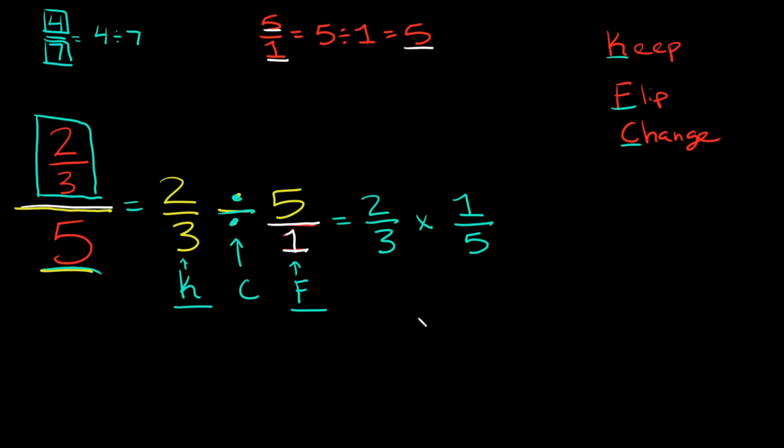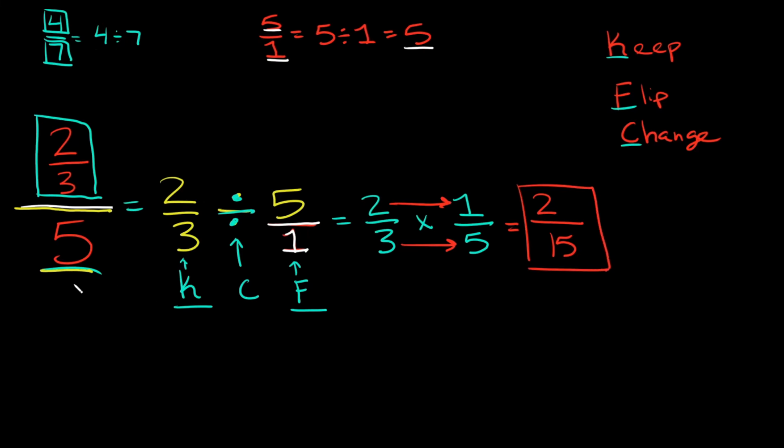Multiplying fractions together is way easier than trying to divide them because all you have to do is multiply straight across. Okay, so let's multiply the top first. What's 2 times 1? That's going to be 2. Okay, so we have a 2 on top. And then what's 3 times 5? 15. Okay, so here we have 2/15. So the original problem, 2/3 divided by 5, is equal to 2/15.